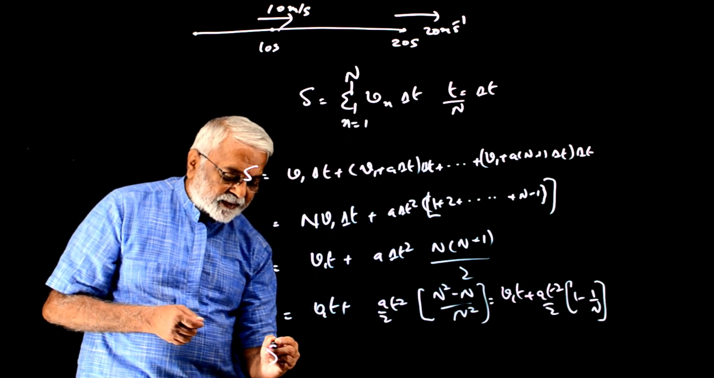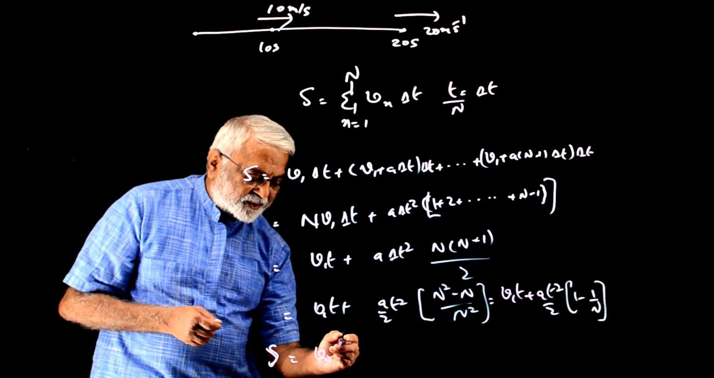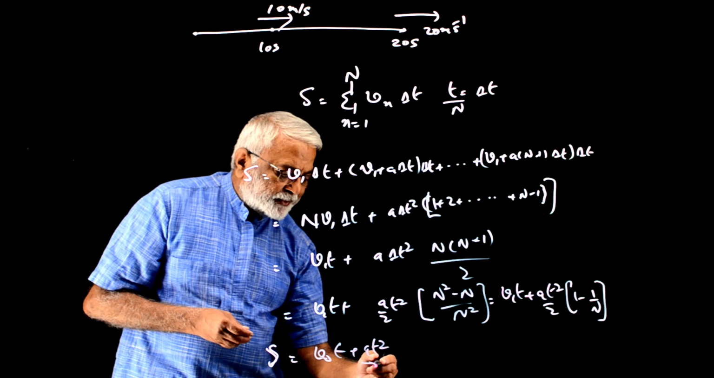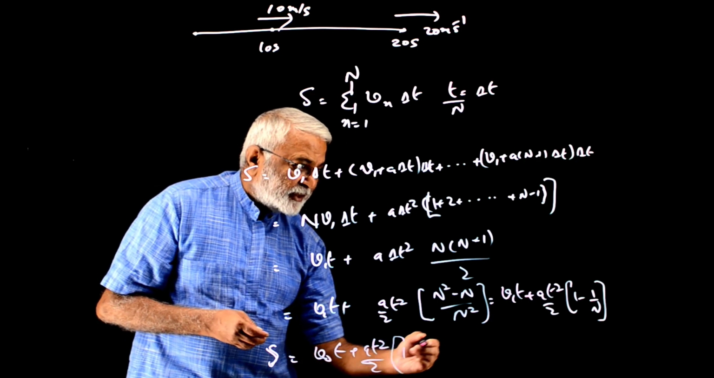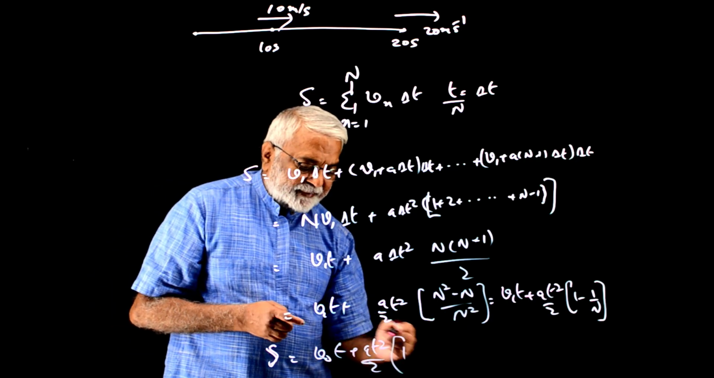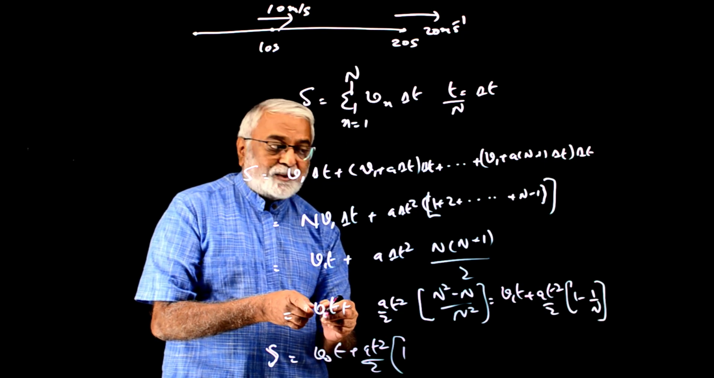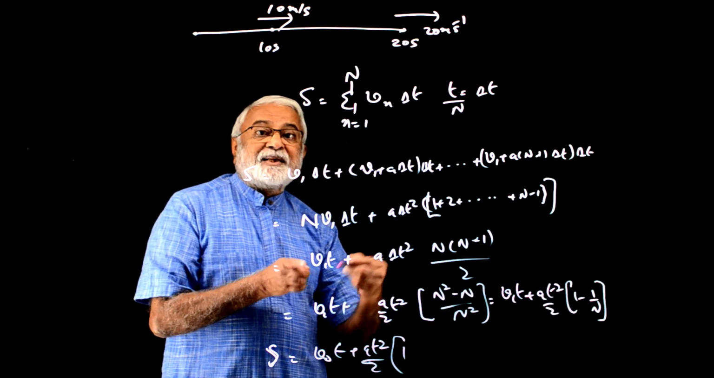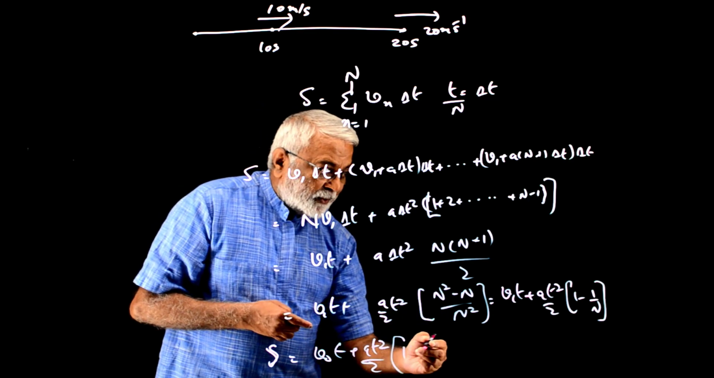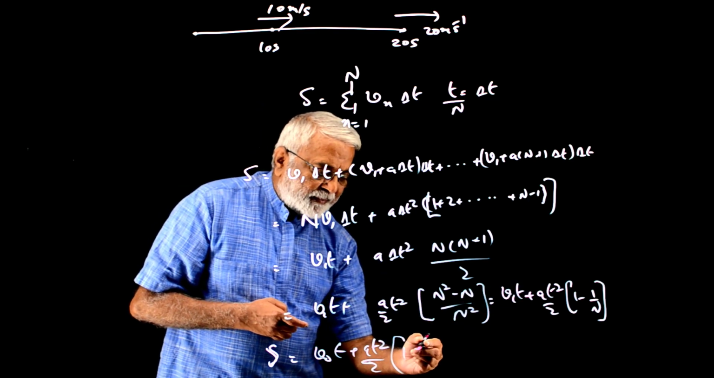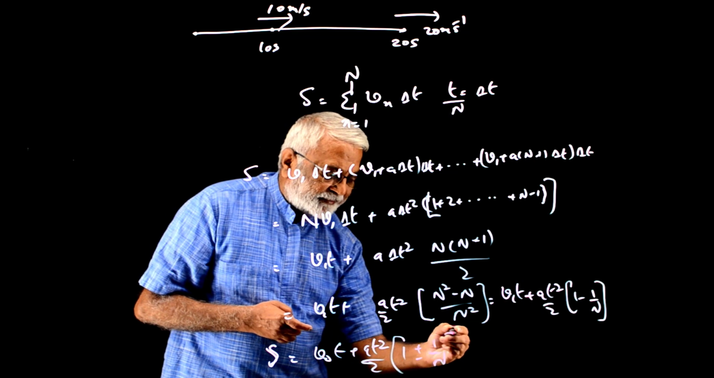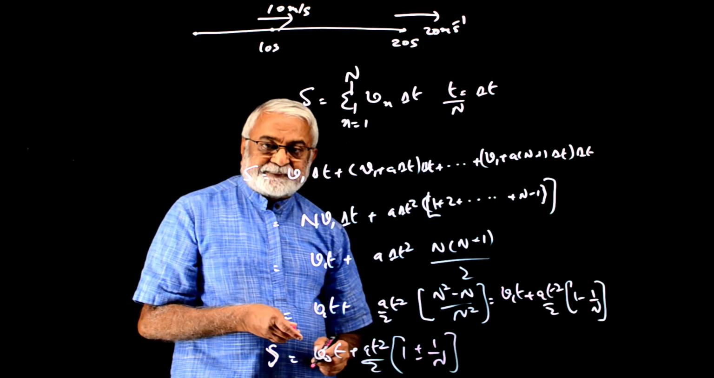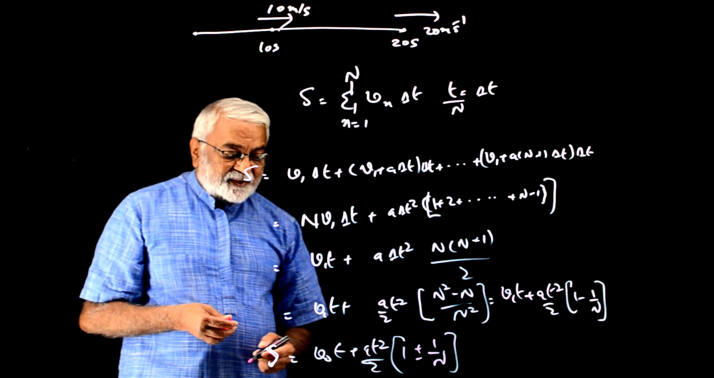S is equal to v0 t plus a t squared by 2 into 1. Do the calculation and you'll find, by substituting v1 as v0 plus a delta t, you'll get plus 1 by n. So this is 1 plus or minus 1 by n, depending on whether you substitute v1 as v0 or v0 plus a delta t. Now you can see the fun here.